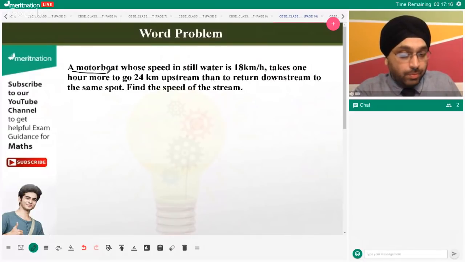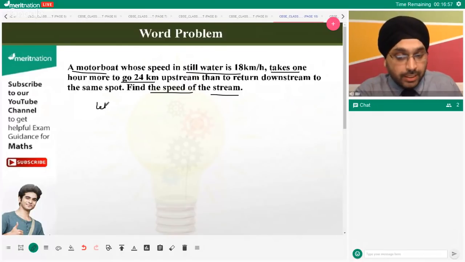We have a motorboat whose speed in still water is 18 kilometer per hour. Then it takes 1 hour more to go 24 kilometer upstream than to return downstream to the same spot. We need to find the speed of the stream. So guys, let's see how we can solve this question now.